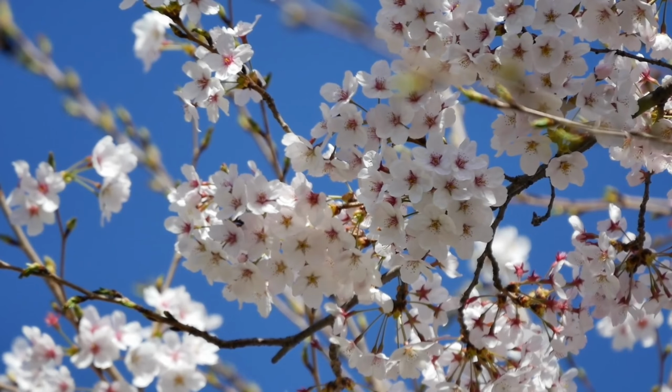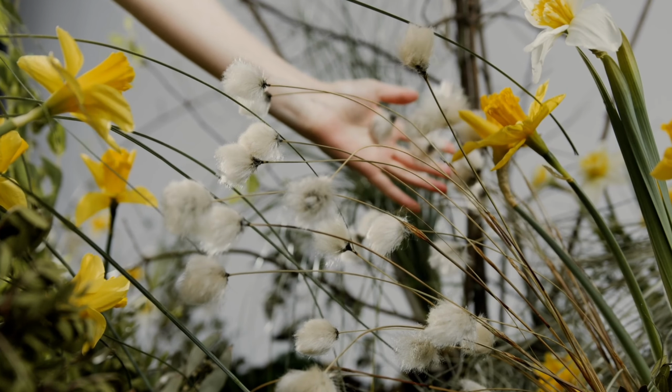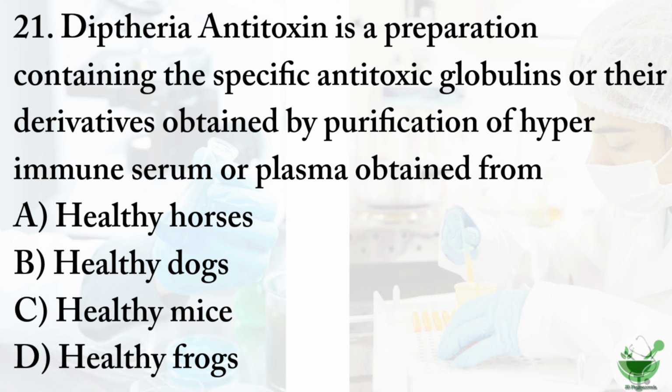In this video, we will resume the questions from 21. Question number 21. Diphtheria antitoxin is a preparation containing the specific antitoxic globulins or their derivatives obtained by purification of hyperimmune serum or plasma obtained from. The options are option A, healthy horses, option B, healthy dogs, option C, healthy mice, option D, healthy frogs. So the correct option is option A, healthy horses.